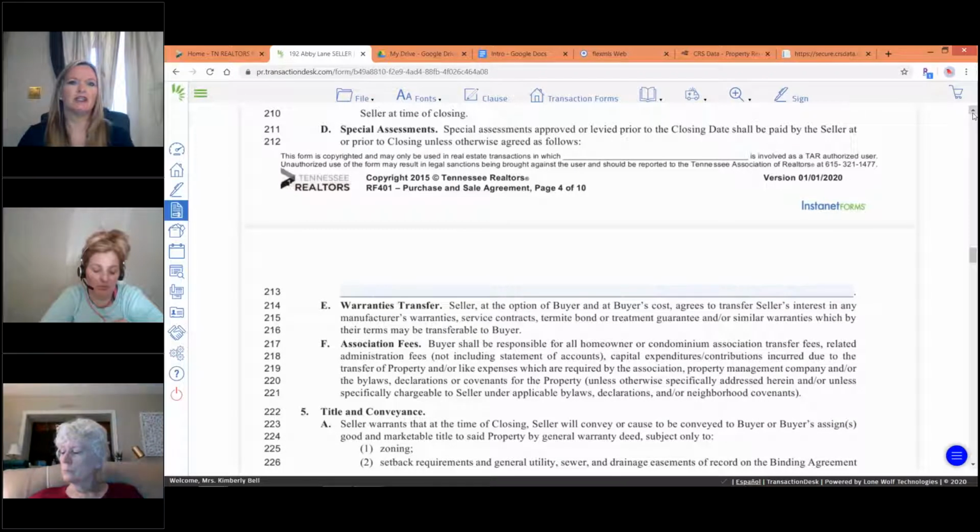211, special assessments. Special assessments levied prior to closing date shall be paid by the seller prior to closing unless otherwise agreed. Special assessments would be if you're in a PUD or an HOA and they have levied money to fix something. Say the HOA is $100 a month, but then they did a special assessment to fix the private roads, and that is an extra $100 a month for 2 years. That could be a special assessment.